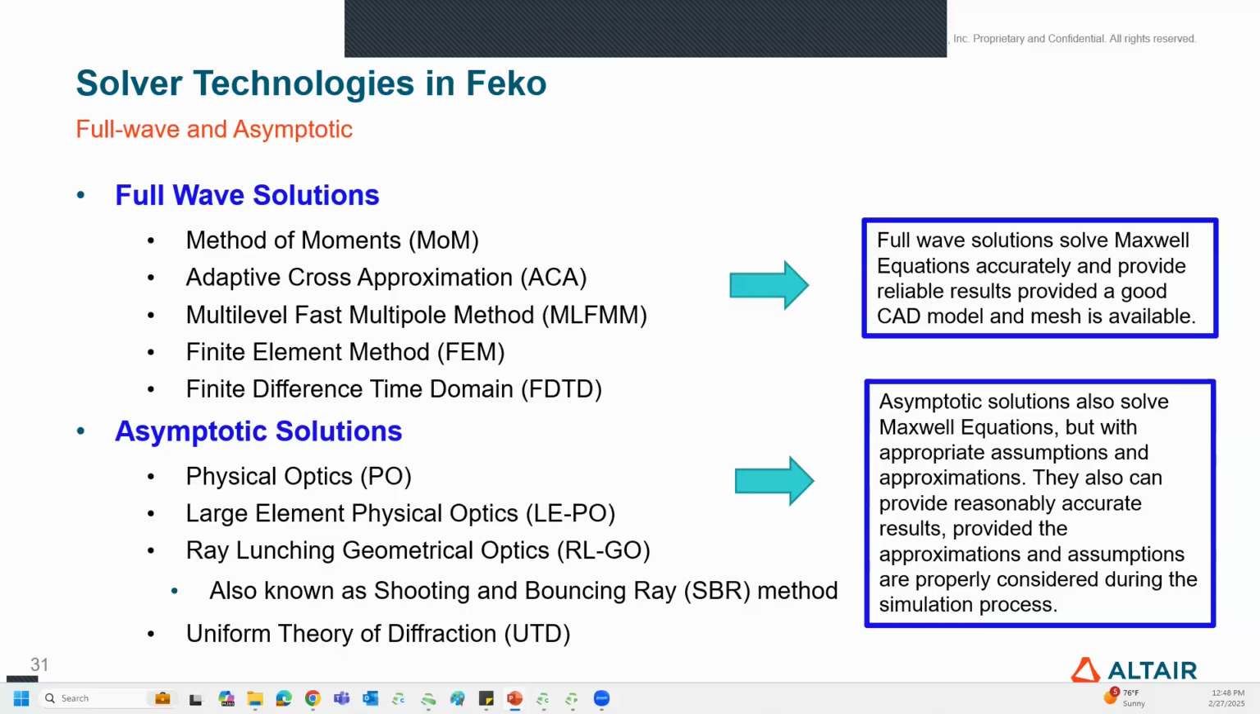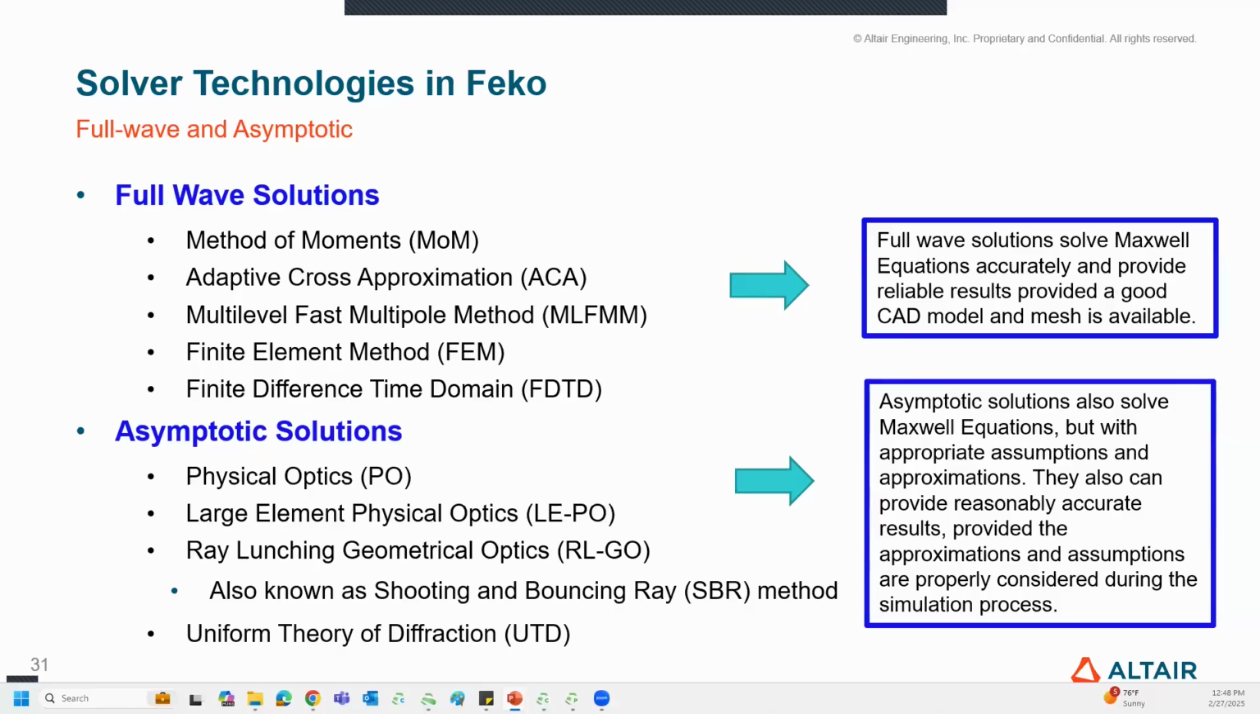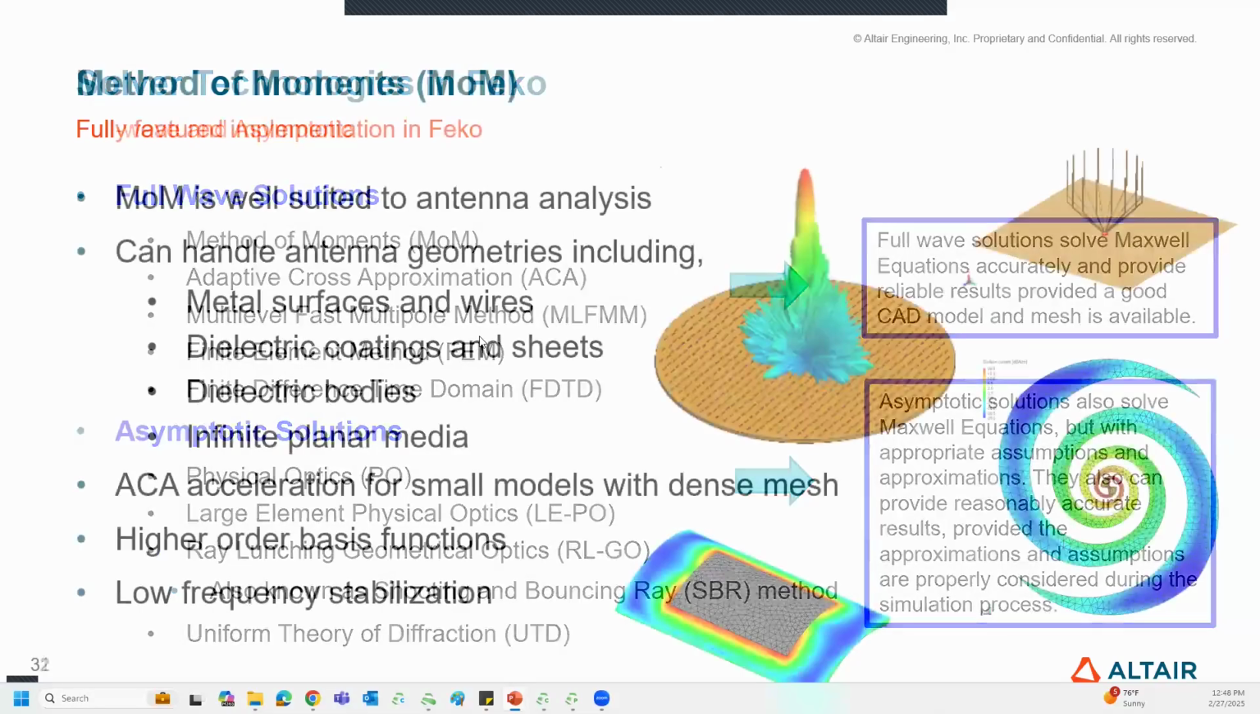So you can use methods like MLFMM or any of these asymptotic methods like physical optics, large element physical optics, RLGO or UTD for the antenna placement analysis to understand how this antenna will perform in its working environment. Okay. So just a quick overview on these different solvers.